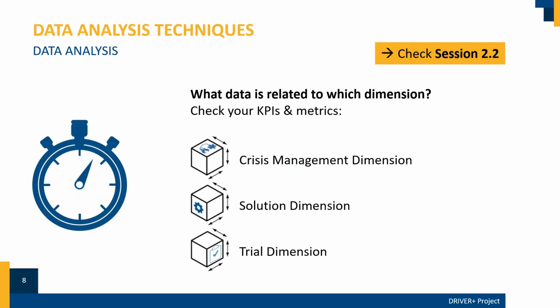Here you want your data separated in 3 dimensions: trial, solution, and crisis management. Look at your data collection plan and especially at the key performance indicators, or in short, KPIs and metrics, that you defined before. What kind of data did you collect that can be related to those KPIs and metrics? How can you match them? If you, for example, wanted to know something about time, of how the solution could speed up the process, then, as a first step, gather all data you collected about time in the steps you are interested in.